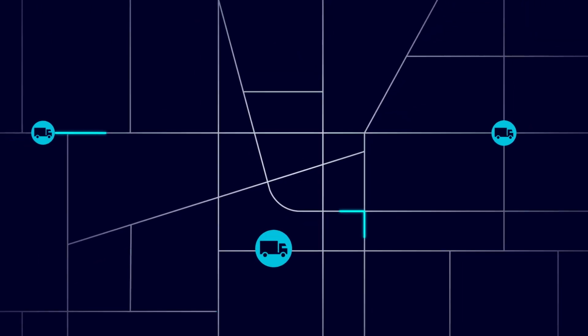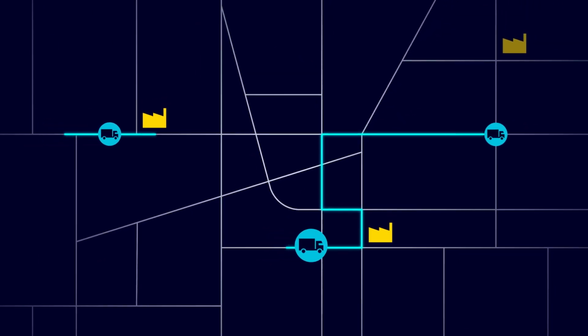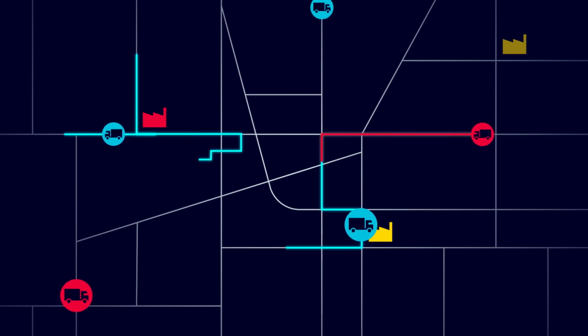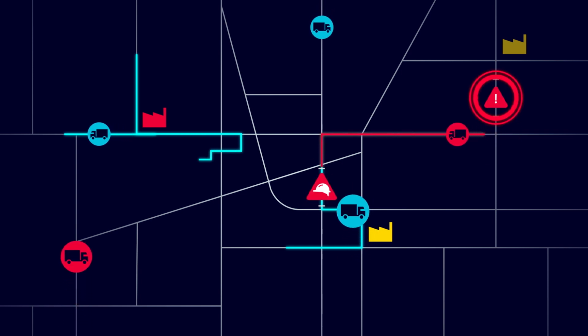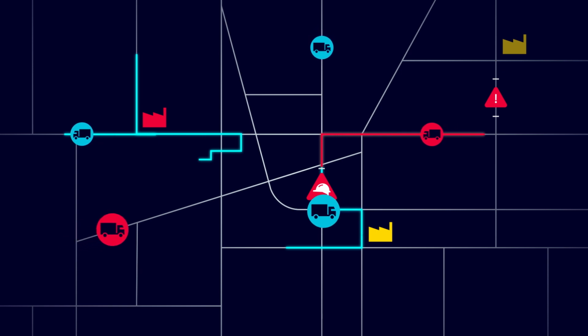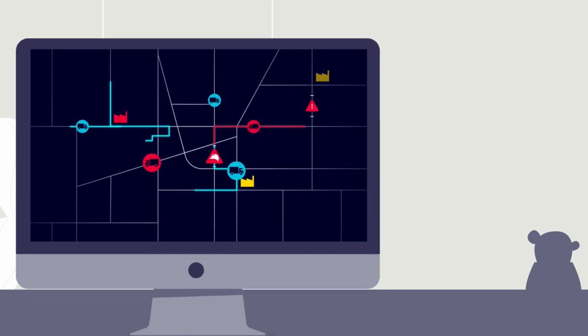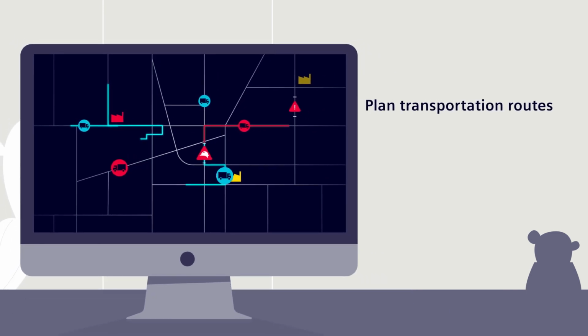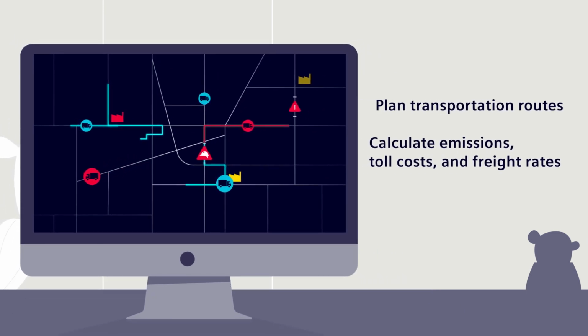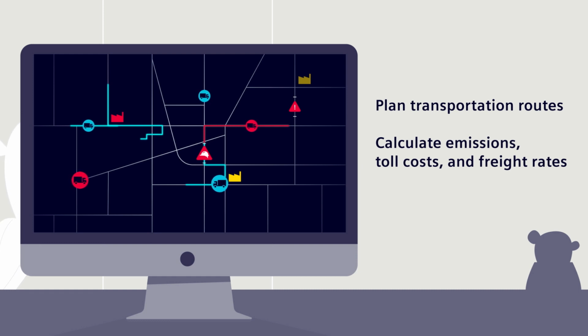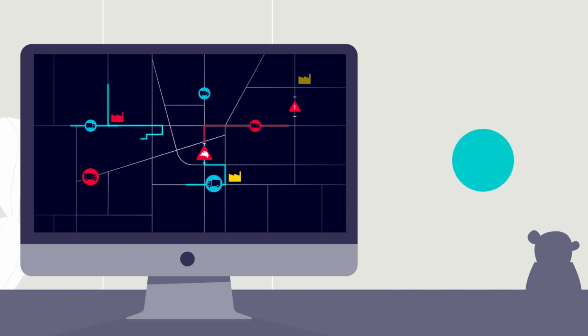Efficient supply chains require visibility and transparency at all levels. From planning routes to calculating transportation costs, smoothly operating and optimizing your supply chain is a complex logistical challenge. You need a system that enables you to easily plan transportation routes, calculate emissions and toll costs, and work out appropriate freight rates in the same place.